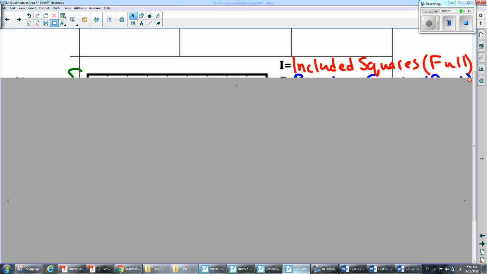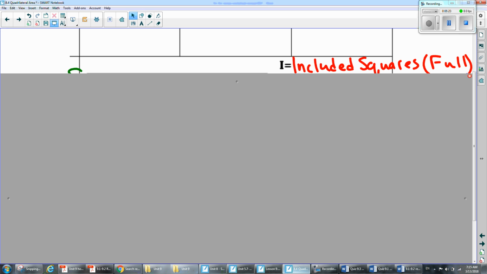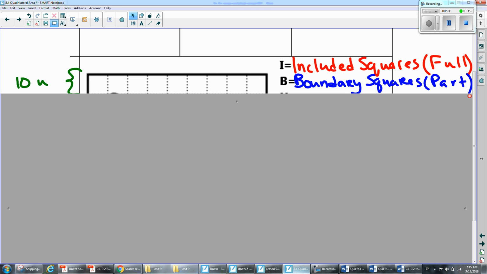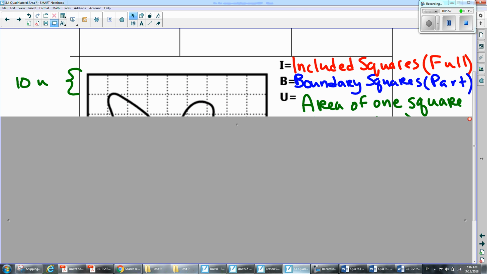When we talk about the letter I in the formula, this is included squares. They are completely on the inside of the figure. They are full squares. We have the letter B standing for boundary squares. Those are squares that are on the edge of the figure. They're like half in and half out. They're not complete squares. They are just partly containing the area. And U is going to stand for the area of one square on our grid.